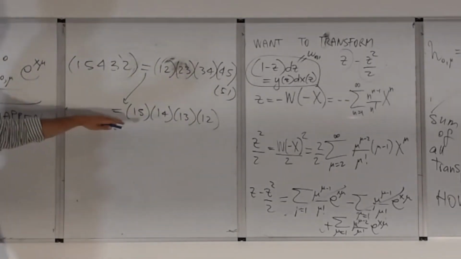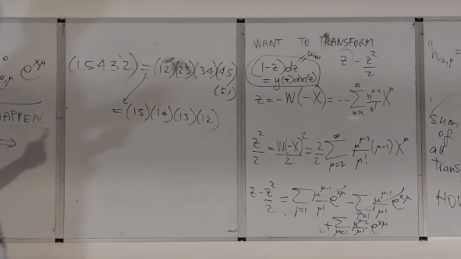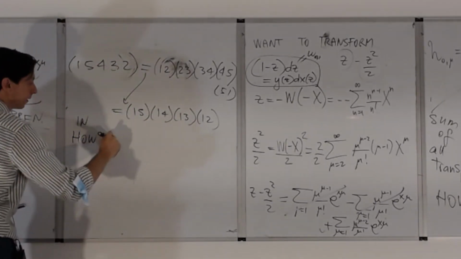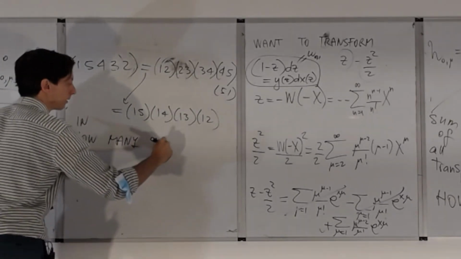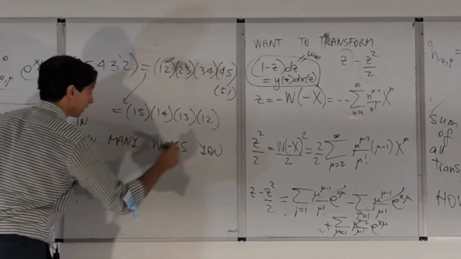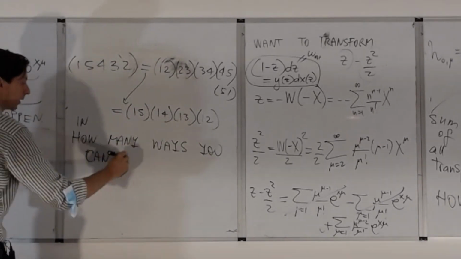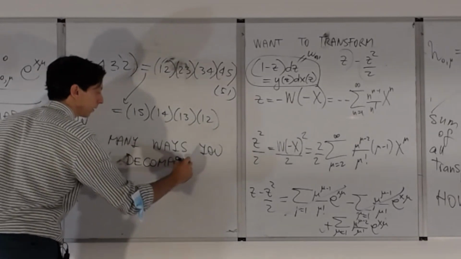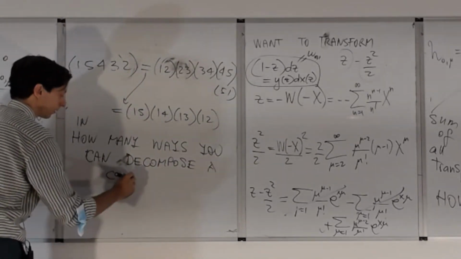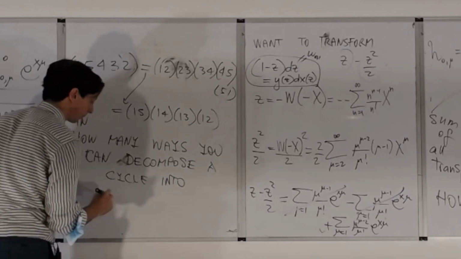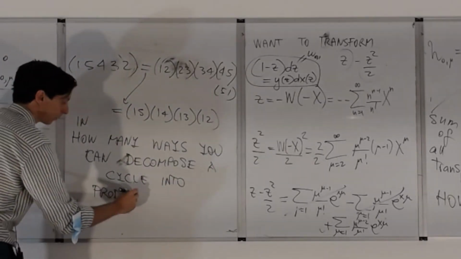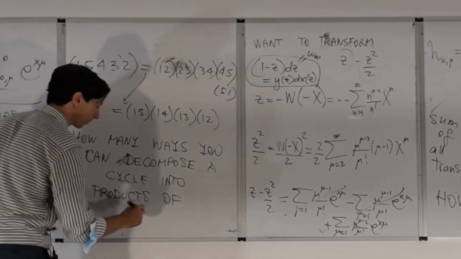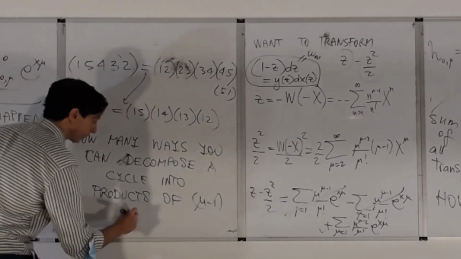We don't need two reliable options. We need to count all the possible ways of doing this. So actually the question is, in how many ways can you decompose a cycle into products of transpositions, of mu minus 1 transpositions.